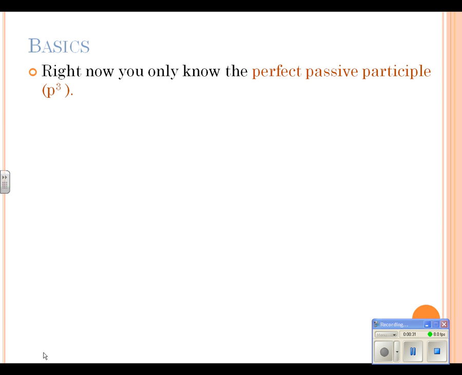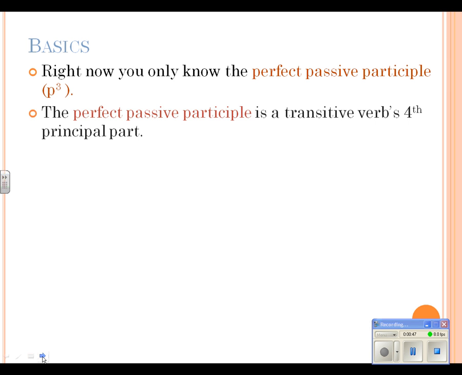Right now in Latin, you only know the perfect passive participle, and sometimes you only know it by the acronym, nickname, P cubed. If you want P times 3, go ahead, or 3P. It is worth noting that a perfect passive participle is that verb's, if it is a transitive verb, that verb's fourth principal part. If it's an intransitive verb, it doesn't have a P cubed, it has a FAP, something else altogether.